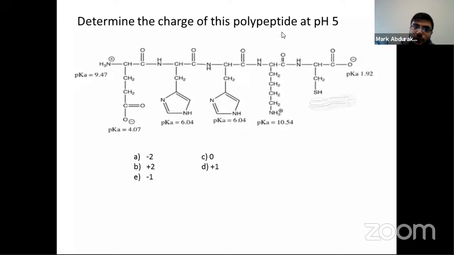Is the poll open? Oh, yep, okay. Take a minute or two to do this. Remember, the pH is 5, and remember the general rule I gave you guys. So think, what is more acidic, the environment or the molecule? And each of these points has a pKa value. So think, will it be protonated, deprotonated?